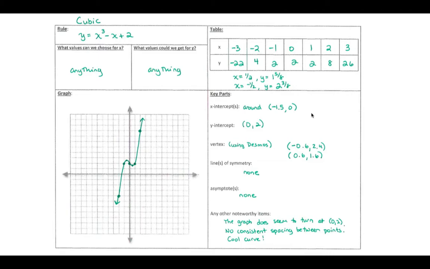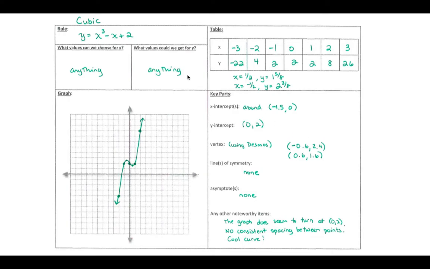And I used Desmos to help me find that x-intercept. It was at around negative 1.5, 0. The y-intercept was at 0, 2. Using Desmos, there are 2 vertices here, 2 like bumps in this graph. And so I used Desmos to find them. One of them was at negative 0.6, 2.4, and the other was at about positive 0.6, 1.6. Those are rounded, of course, but close enough. Now, this thing has no line of symmetry. No matter how I cut it, I'm not going to make equal halves, and it doesn't have an asymptote.